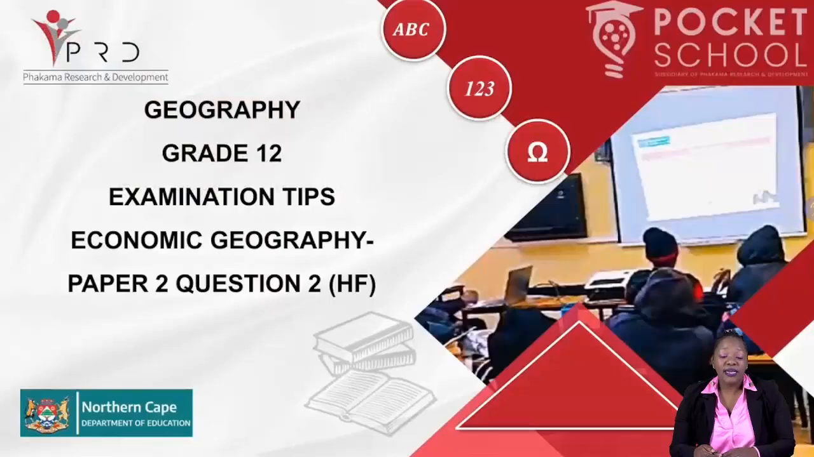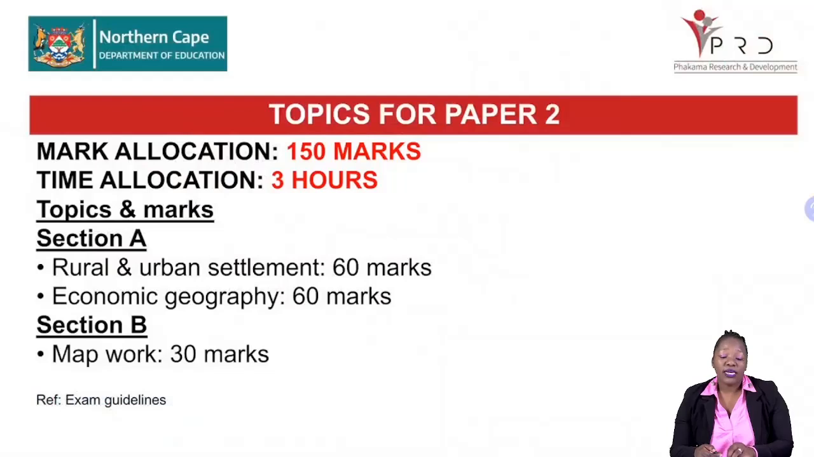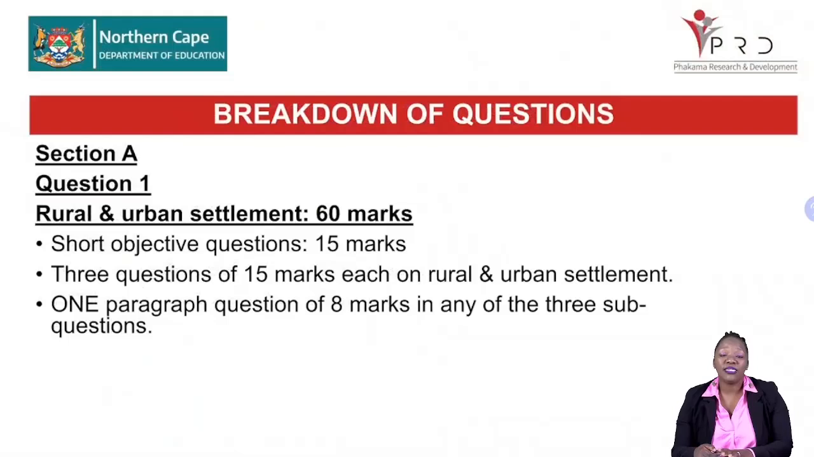So before we start again, let us go through the examination tips. In our examination tips, we're going to start with the structure of the paper. Your paper is allocated 150 marks and the duration of your paper is 3 hours. In your question paper, you will have 2 sections, which is your section A as well as your section B. Under your section A, you will have 2 questions, which is question 1, your rural and urban settlement, that will be 60 marks. And your question 2 will be your economic geography and it's 60 marks. Then your section B, it's your map work with 30 marks. So that makes the total of 150.